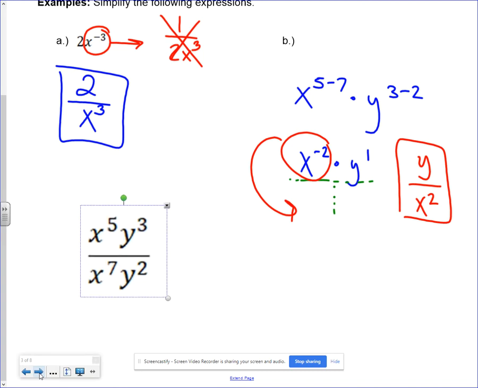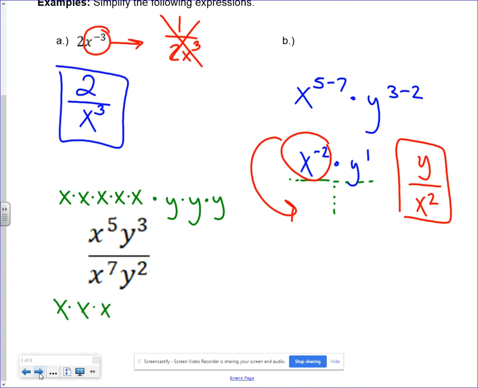So we got this. X to the fifth. Well, what is x to the fifth? That's x times x times x times x times x, right? And then we got y to the third. That's y times y times y. And then on the bottom, we would have x times x times x times x times x times x times x. We would have 7 x's down there. And then we would have 2 y's.